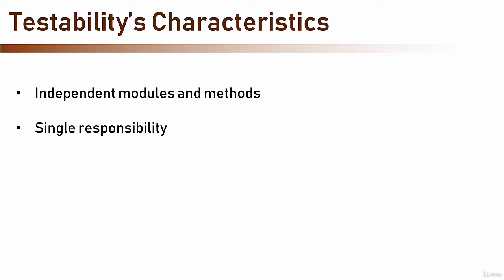By making methods independent from each other, we make it extremely easy to test each method in isolation, which is exactly what we are trying to achieve using unit tests. And by ensuring each method is responsible for only one action, it's very easy to test this specific action.